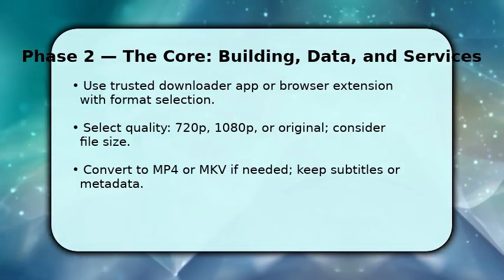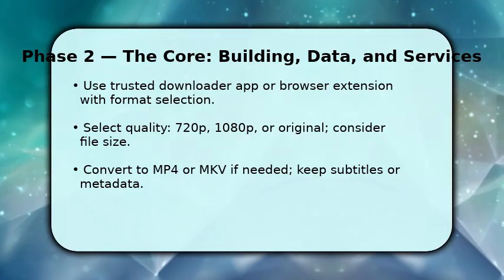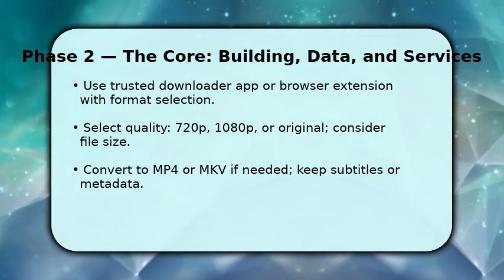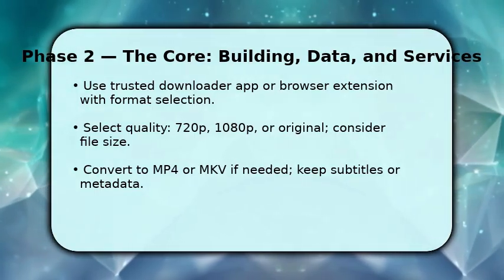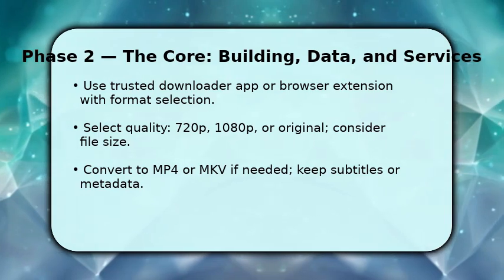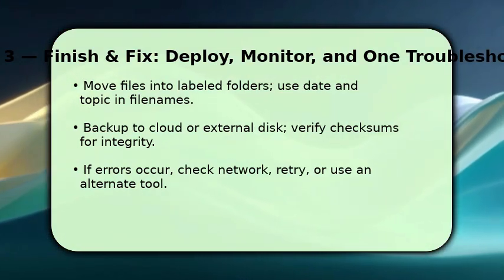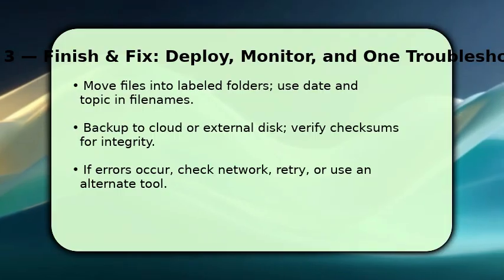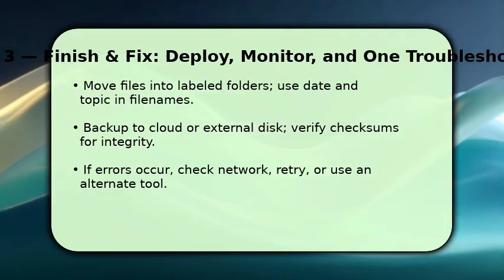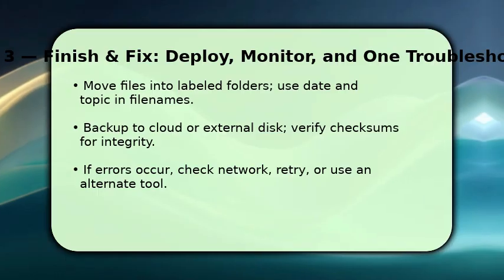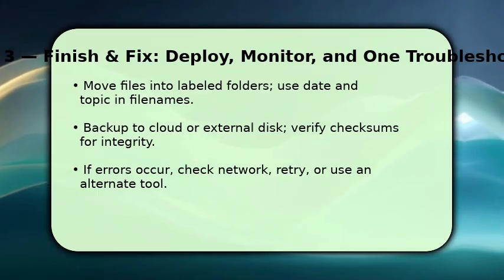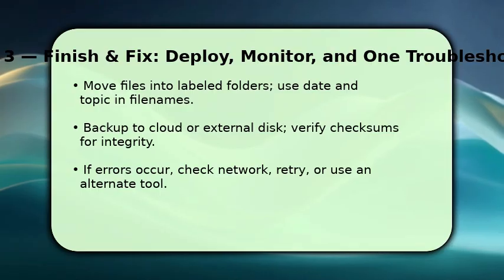Once download finishes, convert files only if necessary to match your editing or playback software. This keeps your workflow smooth, and finish by organizing files into clear folders, using dates and topic tags so you can find content fast. Then create at least one backup, cloud storage or an external drive, verify integrity with checksums or a quick playthrough to confirm no corruption.